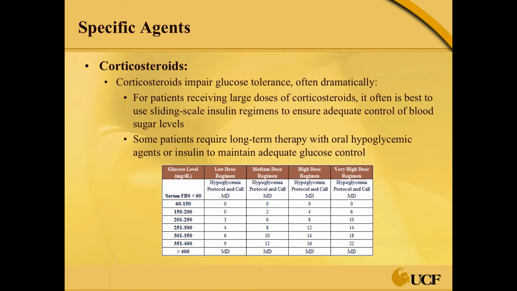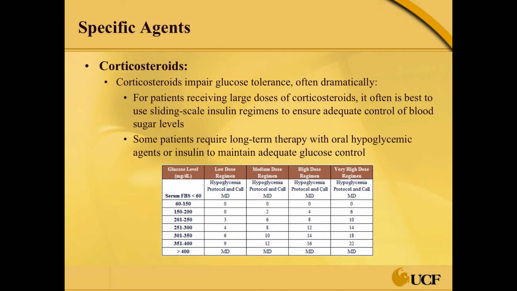Also, over time, these agents can impair glucose tolerance significantly. So it's often best to use a sliding scale insulin regimen if the patient is receiving large dose corticosteroid therapy.